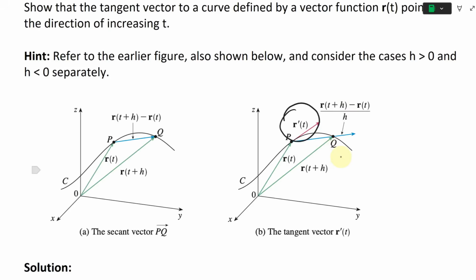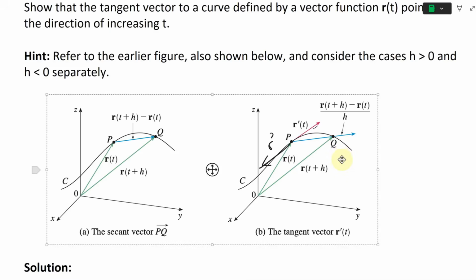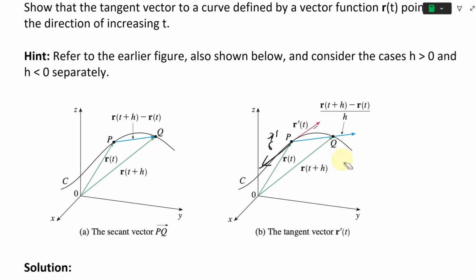The secant vector becomes the tangent vector as h approaches 0. Basically it's saying that if t is increasing here, this would be in the direction of it. If t is increasing on the other side, this would actually be the derivative of the vector function, and that's what it's saying. So we have to prove that, and let's see what happens.